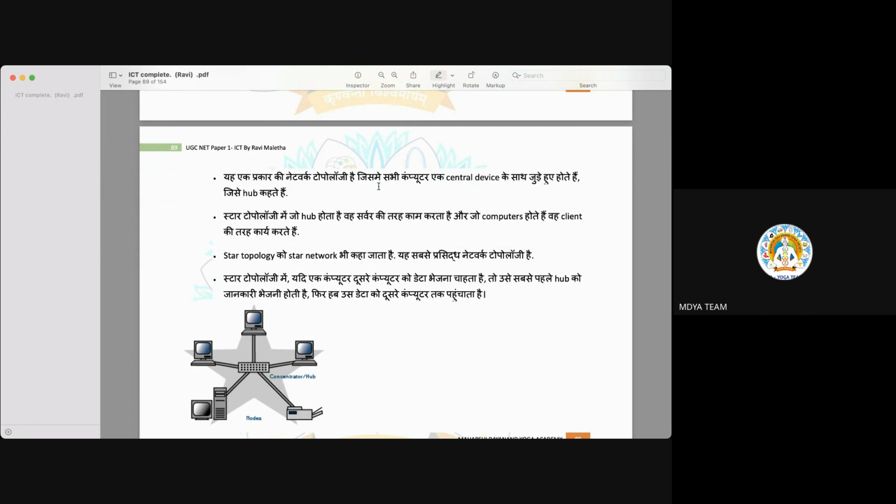So through this central device, the systems or the computers make communication, or they transfer data or receive the data from other devices. They are not directly connected. So in the star topology, the hub, you can say, acts as a server, and all the computers act like a client. So this is called star network, and it is a frequently used topology.